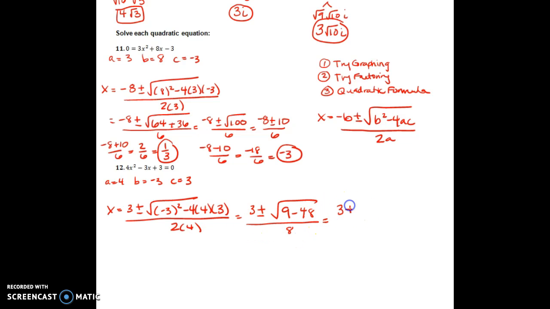So I have 3 plus or minus the square root of negative 39 over 8. The last thing I have to do is pop an i out. So I have 3 plus or minus the square root of 39 i over 8. I can't simplify that any farther because 39 isn't divisible by any perfect squares. So that's my final answer.